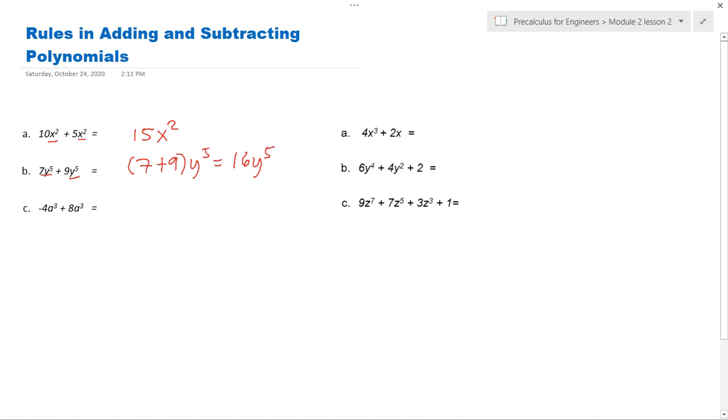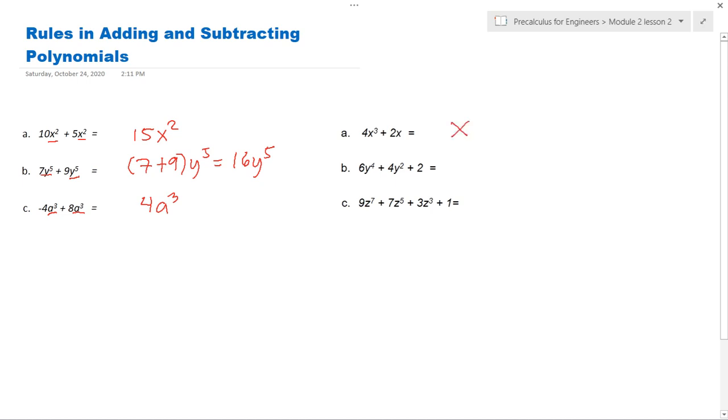How about for letter C? Again, they have the same variable with corresponding exponent. Therefore, we can add them directly. So, we have negative 4 plus 8, we have 4, then a cubed. How about on the second column? So, we have here 4x cubed plus 2x. Although they have the same variable, they have different corresponding exponents. So, therefore, cannot be combined.